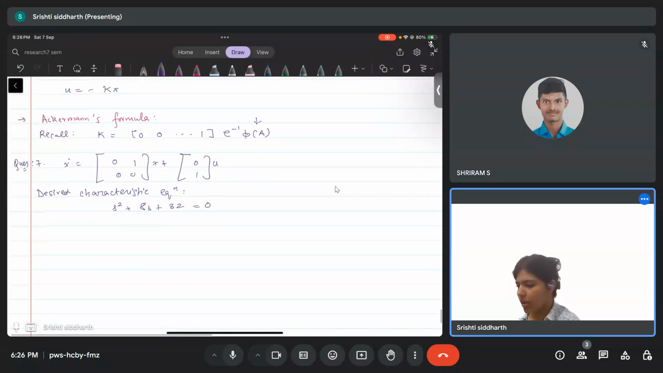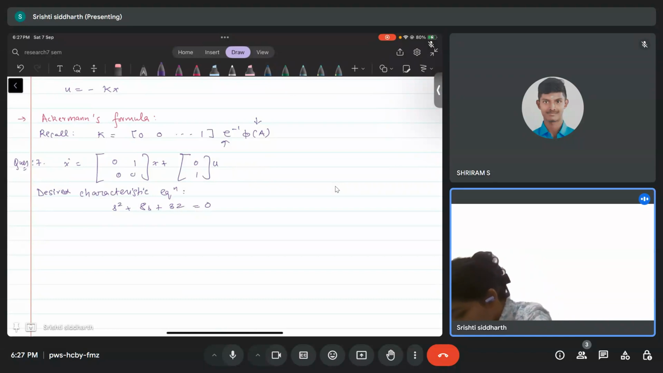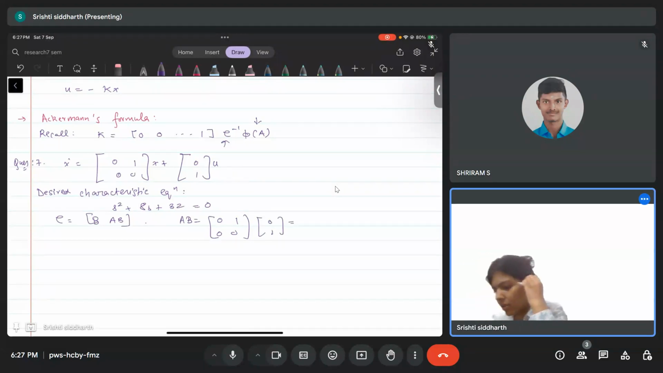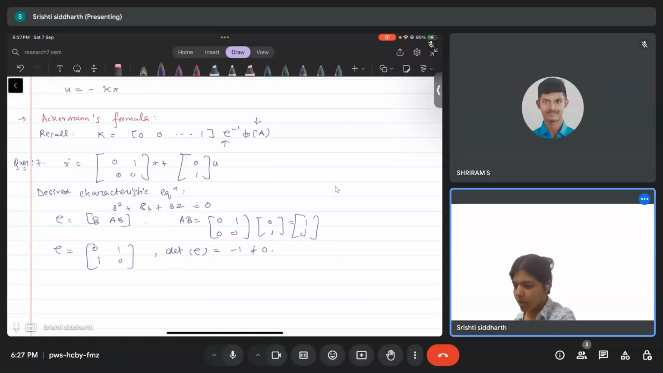So to find the gain matrix K, we need to find the controllability matrix first. Let's form this. For the simple second order system we have B and AB. AB is [0 1; 0 0] times [0; 1]. This is simply [1; 0]. Then C becomes [0 1; 1 0]. So the determinant is minus 1, right?